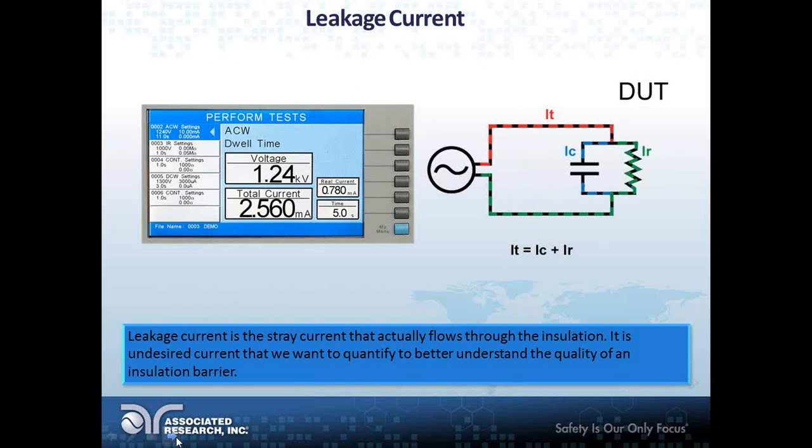But if you look at that perform test screen on the left-hand side, I actually ran that on a product, and you can see the total current, which is the 2.56 milliamps, and it's starting over here, but you'll see it build up as it ramps up. The 2.56 milliamps is the total current, and then you can see on the right-hand side there we also have a real current measurement, which is only 0.78. So that means of that total current, only 0.78 of it is real, and all the rest is capacitive.